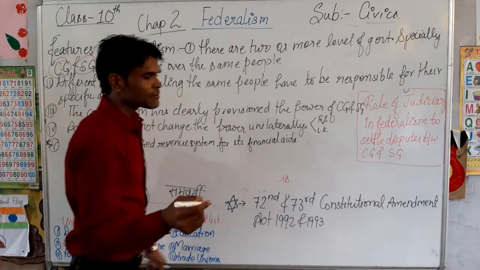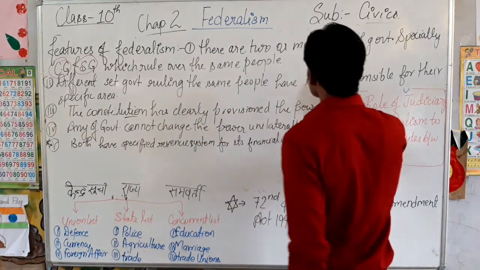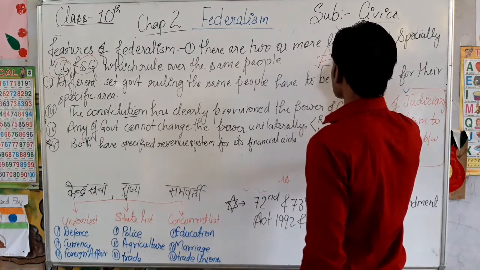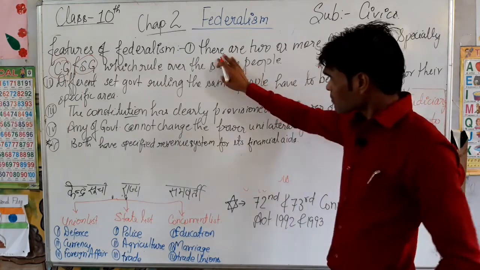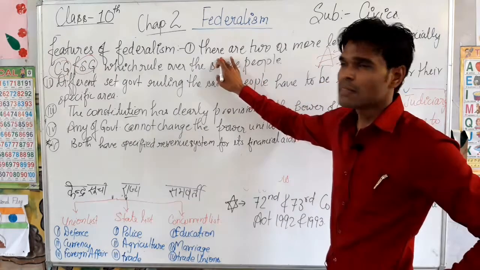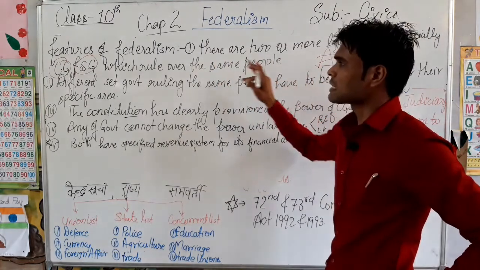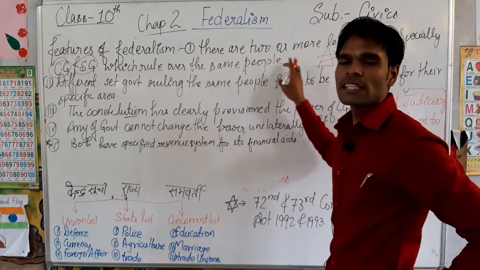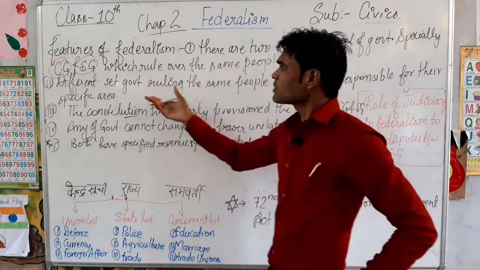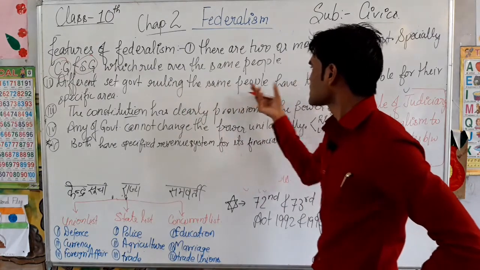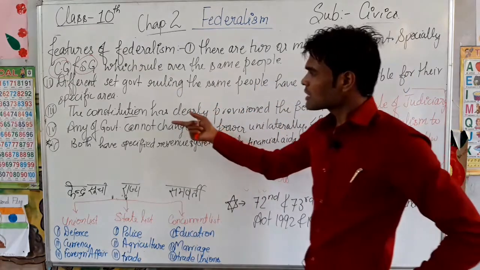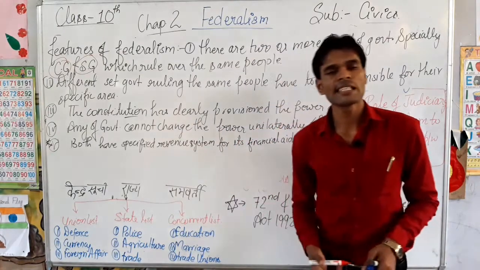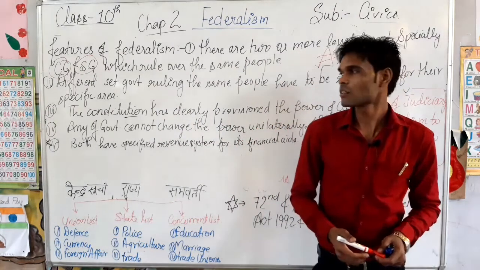Okay, in federalisms like India, I have told you here, there are three levels of government: central government, state government, and local government. But in some federalisms like Sri Lanka and Belgium, there exist only two levels of government: central government and state government. And they rule over the same people. The second point says that different sets of governments ruling the same people have to be responsible for specific areas. The next point says that the constitution has clearly specified the powers of the different levels of government.